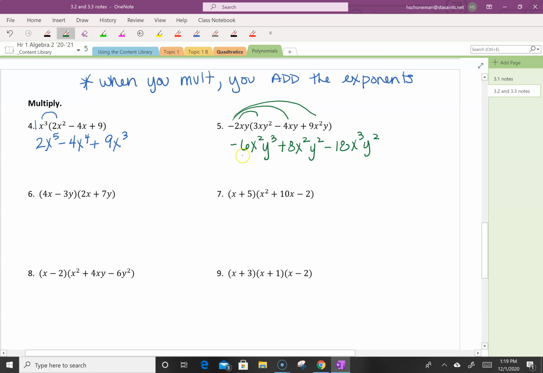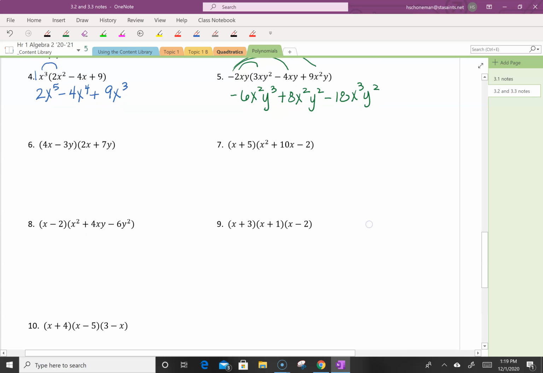Now, it may look like the first and the last one match, but here you got x squared and here you got x cubed. Those are not a match. The first two both have x squared, but one's y cubed and one's y squared. Not a match. There's no like terms. All right, let's try this again on number 6.